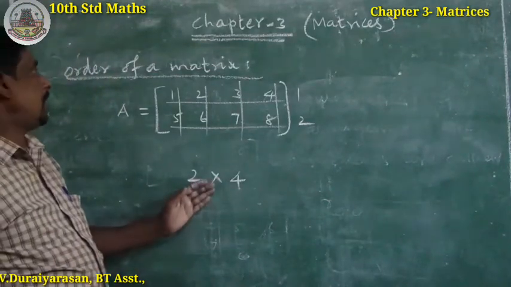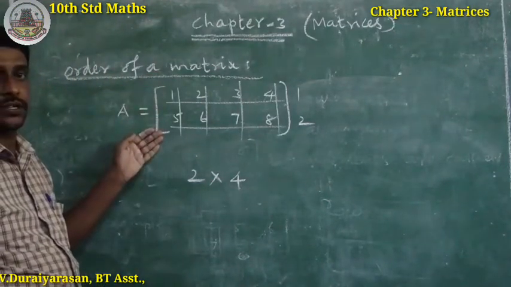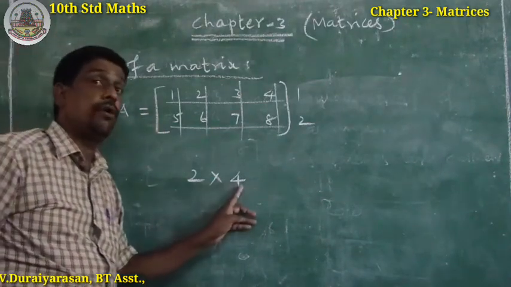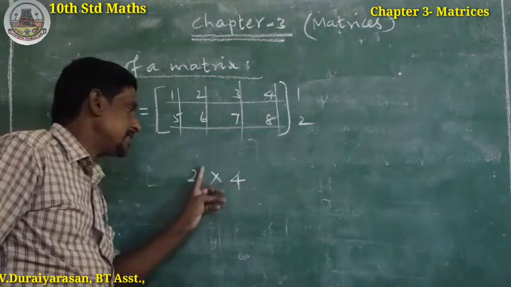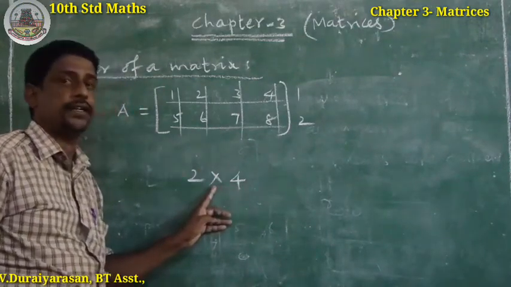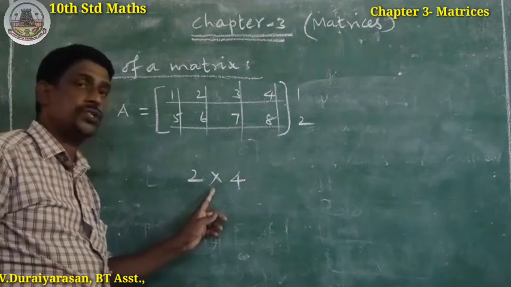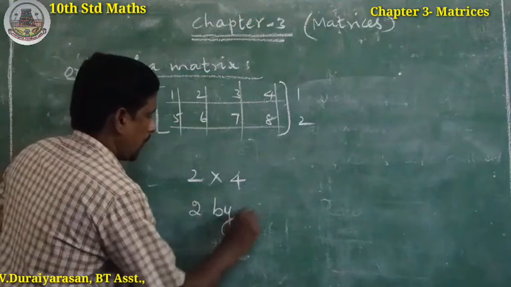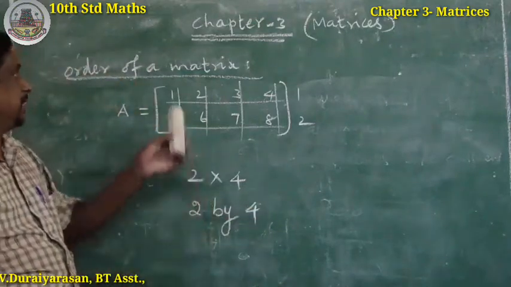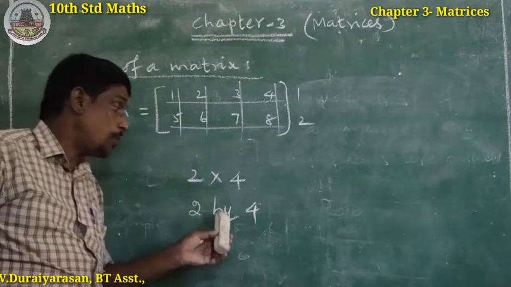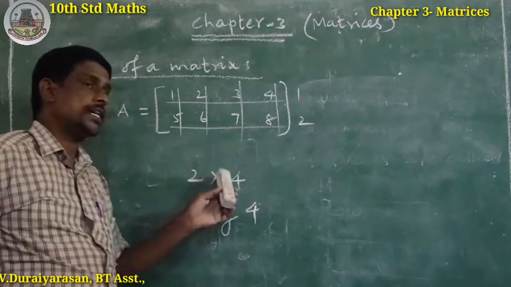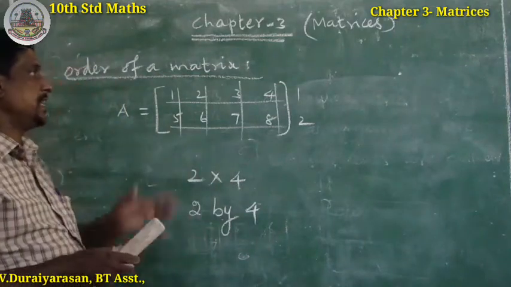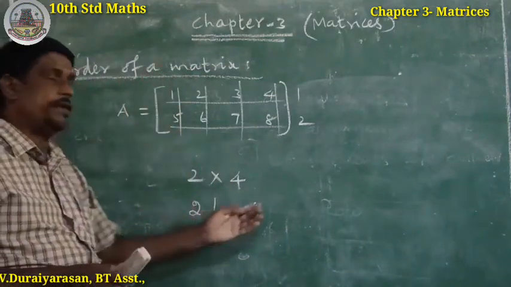So, what is the order of the given matrix? The order of the given matrix A is 2 by 4. The symbol is read as by. How to read this? 2 by 4. It is read as the order of the matrix is 2 by 4. It is not read as 2 cross 4.